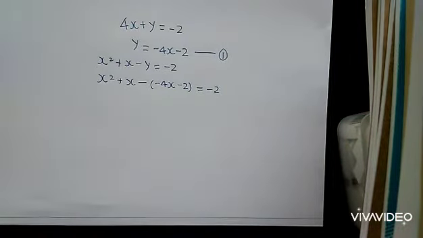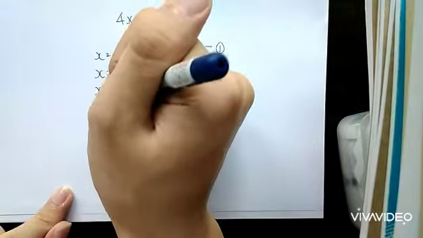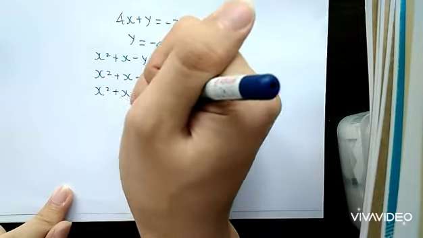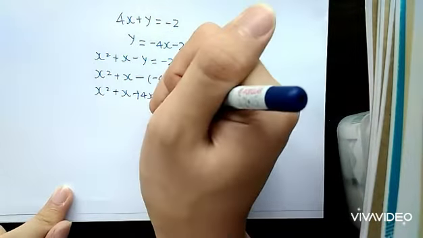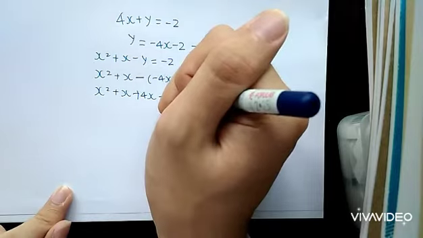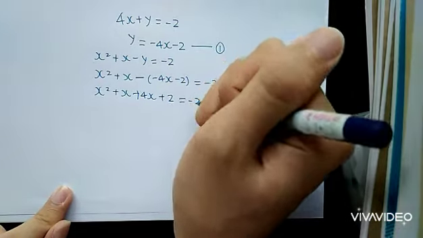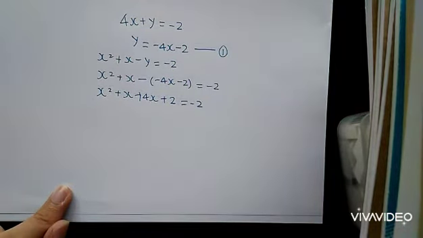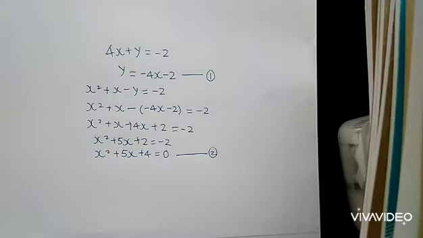So next, we are going to calculate this and expand out the brackets to get x squared plus x plus 4x plus 2 equals negative 2. Okay, so after you expand and simplify, you got a quadratic equation here.